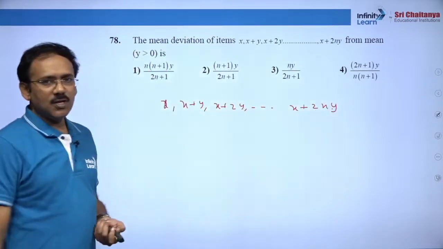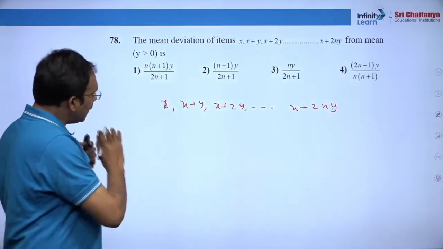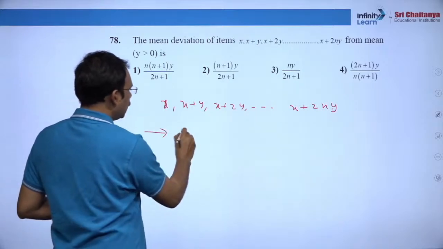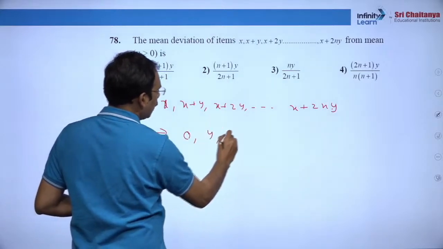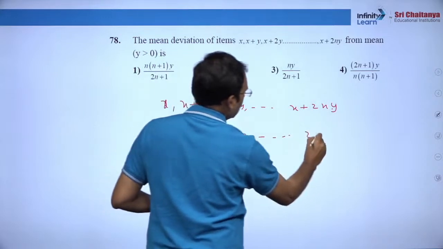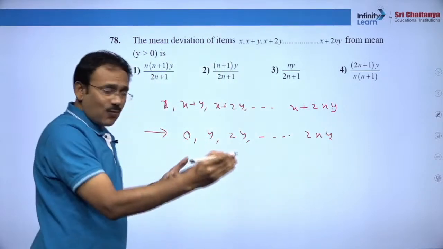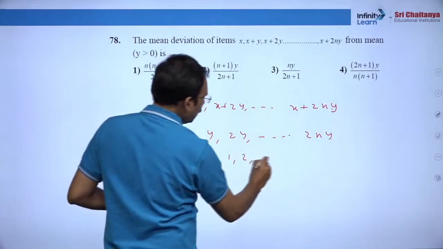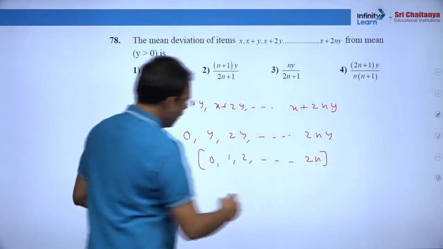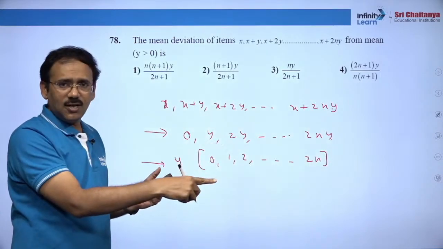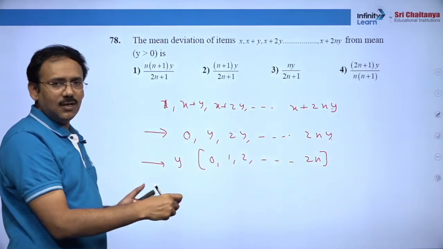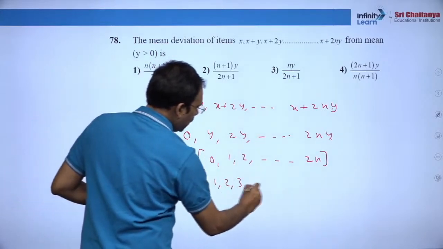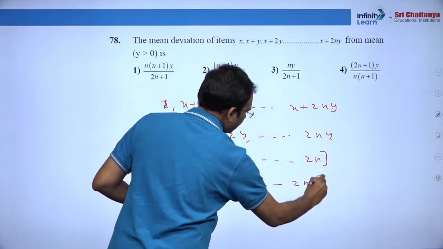From this, the mean deviation, y is positive. If from each item in the array I subtract x, the mean deviation will not change. So the answer would be the same for 0, y, 2y and so on up to 2ny. You just take y common, friends: y into 0, 1, 2 and so on up to 2n. If we add 1 to each entry, there is no difference in mean deviation. So y into, you can write, 1, 2, 3 and so on up to 2n plus 1.